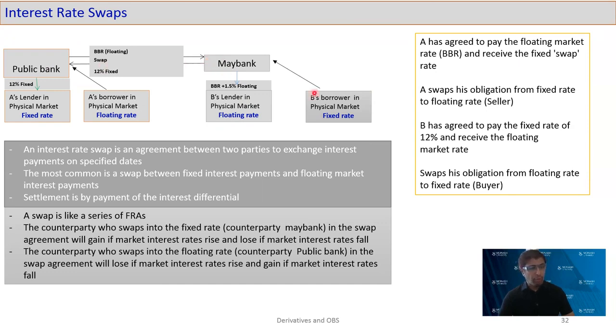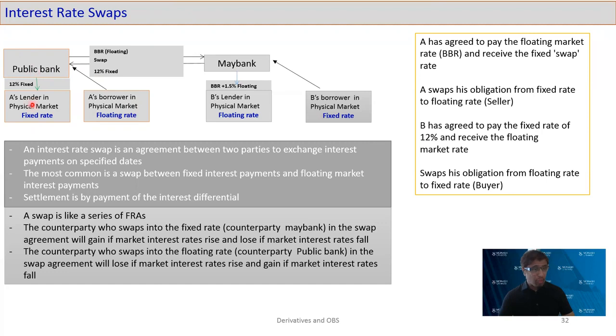So what will they swap? They will swap, for example, here, Maybank will receive the fixed rate, and he wants only floating rate. He will send it to Public Bank, and then Public Bank will give it to his lenders. And whatever Public Bank gets from the floating rate, he will send it back to Maybank. Now, as you can see, the two banks have solved these problems. Both of them solved the problems.